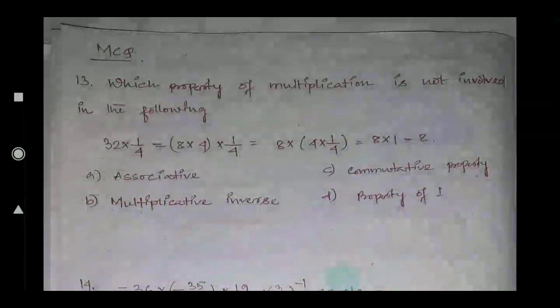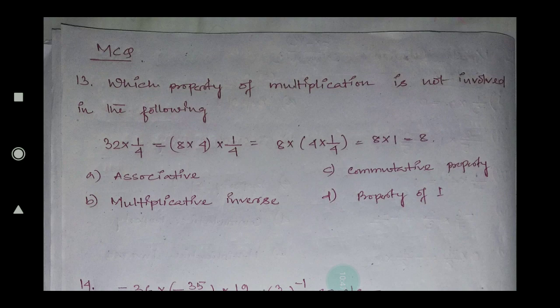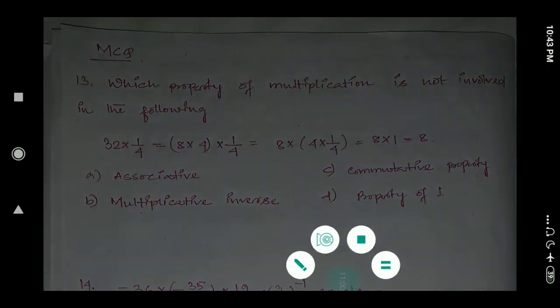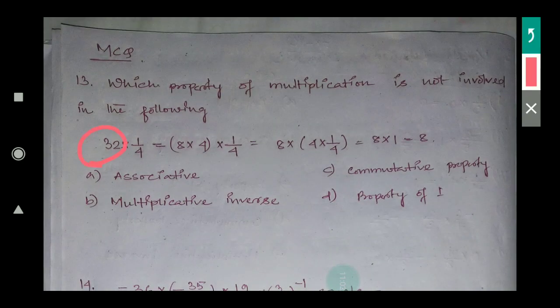30 number MCQ, which property of multiplication is not defined in the following? This one I am explaining, you listen properly first. See, in the first part, 32 into 1 by 4 is given. That means you have to tell what properties are used here and what is not used, that one you have to tick. 32 into 1 by 4 is equal to 8 into 4. 8 4 is how much? 32. Then again, 8 into 4 into 1 by 4.